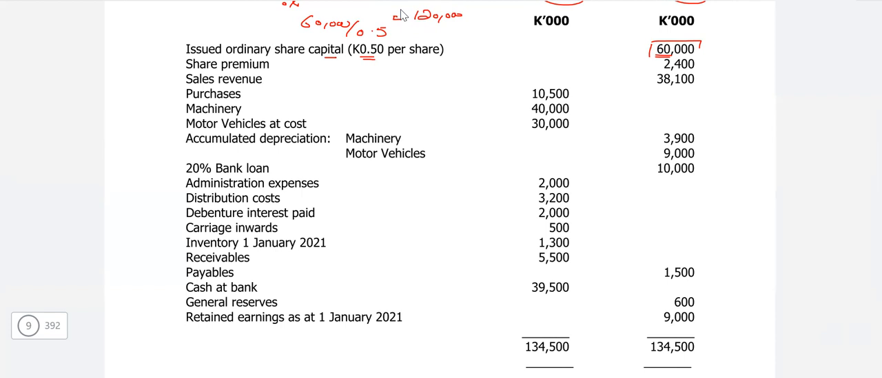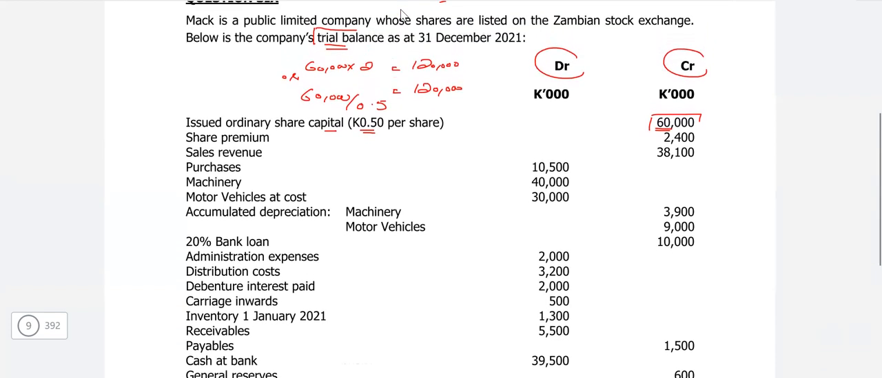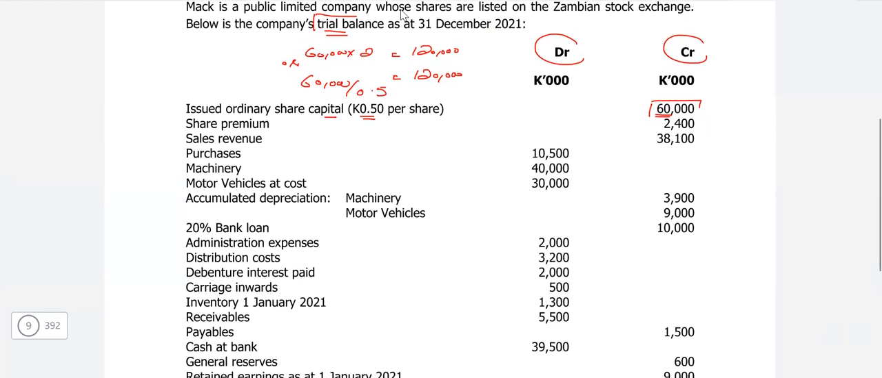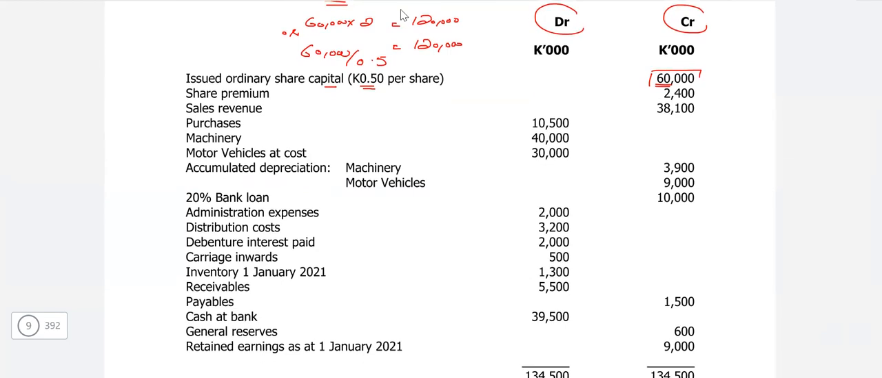Then we have the inventory at 1st January 2021, which simply means that we are supposed to prepare the financial statements for 31st December 2021. So it's the opening inventory. Now we have the opening inventory, the purchases, and the carriage inwards, and then we need the closing inventory in order to calculate the cost of sales. So this is the opening inventory.